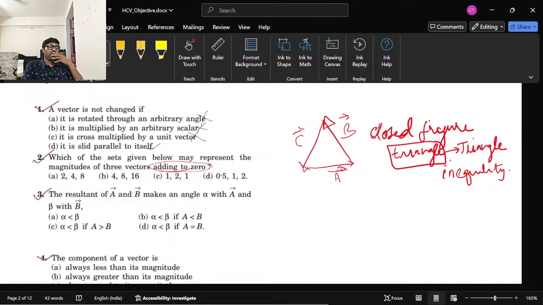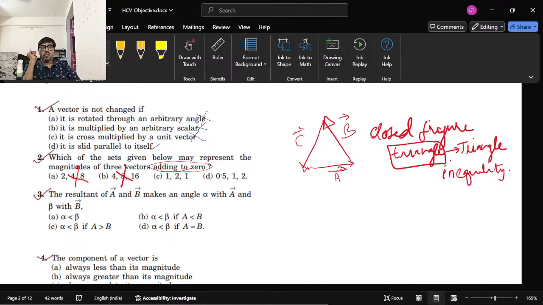Alright. For example, option A, you check it. 2 plus 4 is 6. It should be more than the third side. No, it is not so. That is why option A is eliminated. They cannot form a triangle. Now 4 plus 8 is 12, which is less than the third side, meaning that is also not possible. Okay. Next one, you say 1 plus 2 is 3, more than the third side.